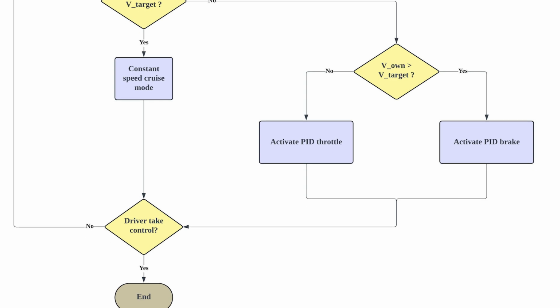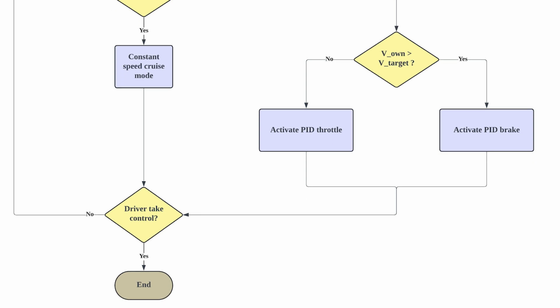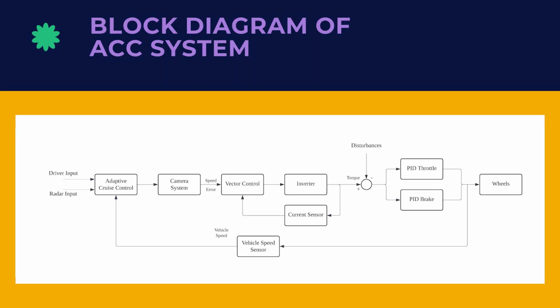The system will continuously monitor whether the driver takes control of the vehicle, and if the driver does not interfere, the process of maintaining a safe distance and matching speed is repeated. If the driver takes control, the ACC system is deactivated and the vehicle switches to manual driving mode until the ACC is reactivated. Moving forward, we have the block diagram of the adaptive cruise control system, which illustrates the primary components and the interaction within the system.